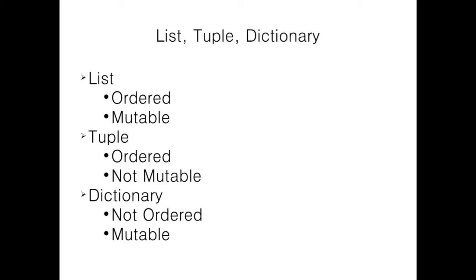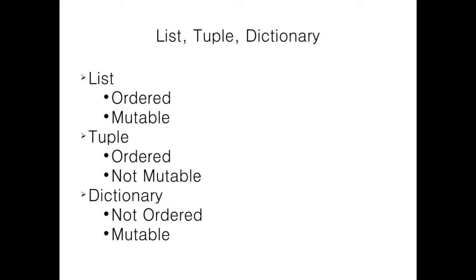A tuple is also an ordered variable. That means the sequence of the items of the composite variable is important. But a tuple is not mutable. That means after you create a tuple, you cannot change the value of the items inside of the tuple.